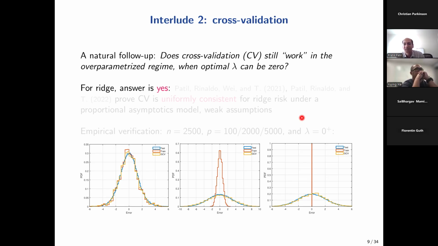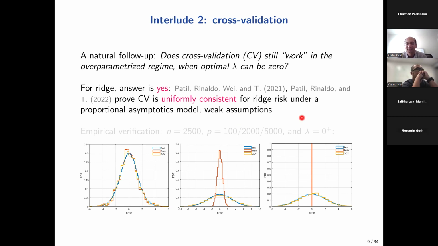Okay, the short answer is that for ridge regression, yes. I'm giving a pointer to previous work where we show that for ridge regression, either leave-one-out CV or generalized cross-validation, both are uniformly consistent over the tuning parameters, which also include 0 and negative values. So in particular, if you're trying a problem where n is 2500, and p you vary from 100, 2000, 5000, then 5000 will be the overparameterized regime, and the other two are underparameterized.